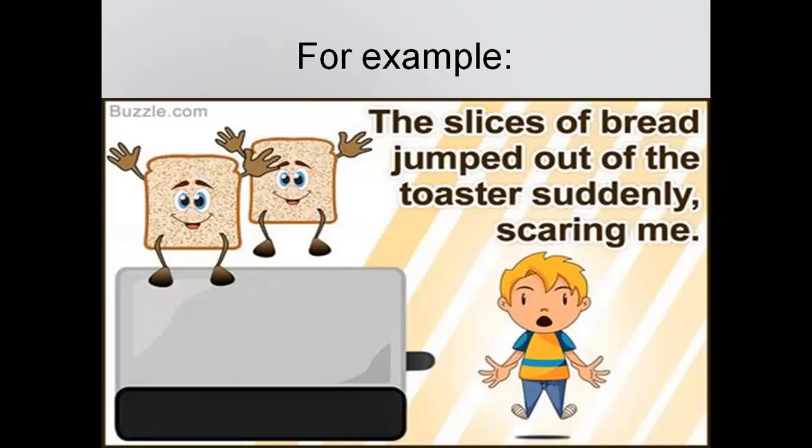But we are giving the quality of living things. What is that? Jump. Who jumps? Living things like humans and animals. So we are giving that quality of living beings to non-living or inanimate things.